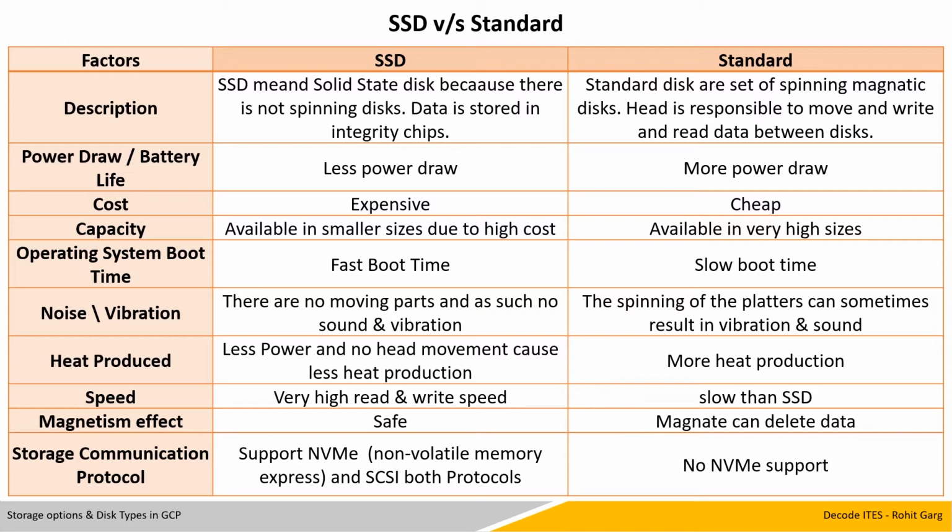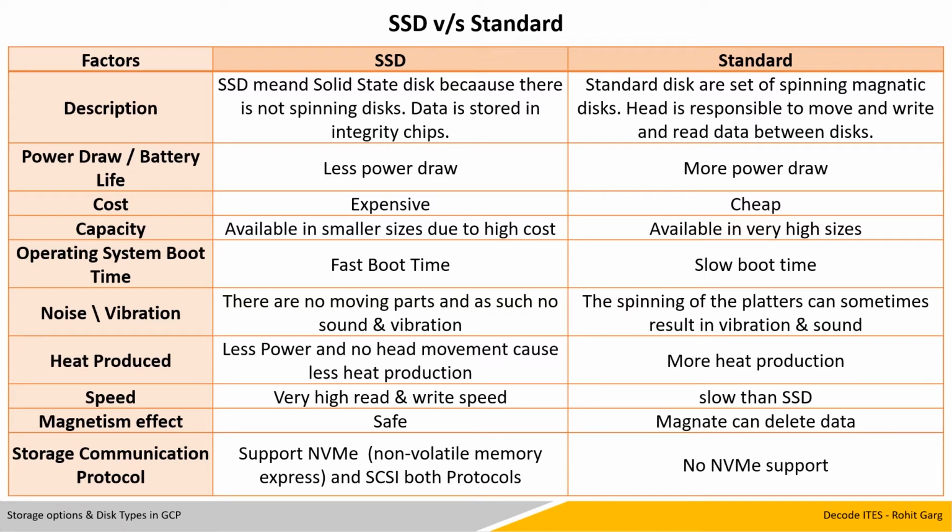In opposite to that, in a standard disk, magnetic disks are spinning and the head needs to move, which causes noise and vibration. Heat production: in continuation to the above difference, due to no movement, heat production is very low, and in standard, due to spinning disk, rotating disk, and head movement, heat production is high. Speed: SSDs are known for their high speed, and standard disks are slower.